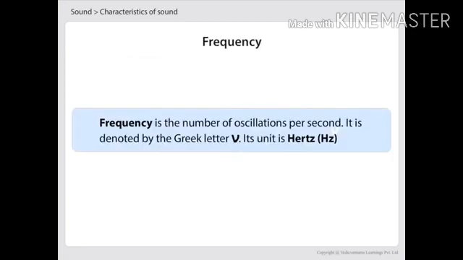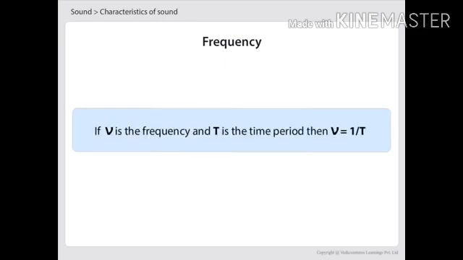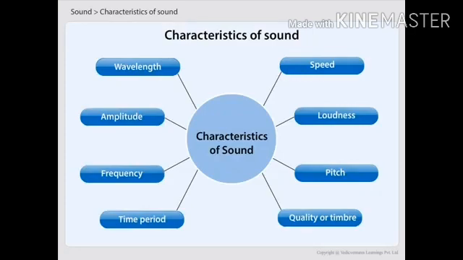The next characteristic of sound is frequency. Frequency is defined as the number of oscillations per second. It is denoted by the Greek letter nu. Its unit is hertz and it is the reciprocal of time period. If nu is the frequency and T is the time period, then we can write nu equals 1 by T, that is, 1 by time period.